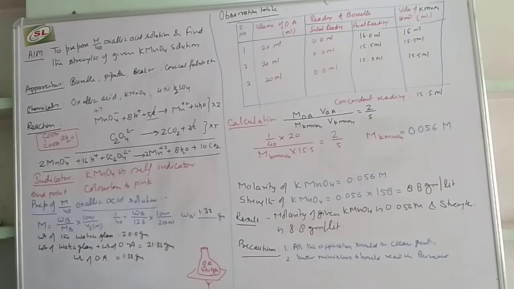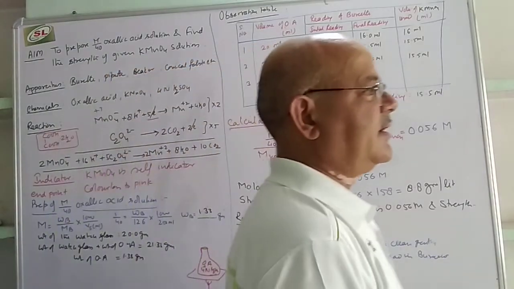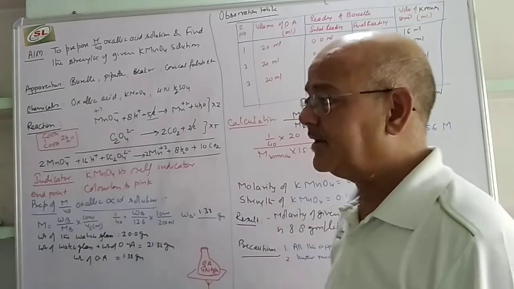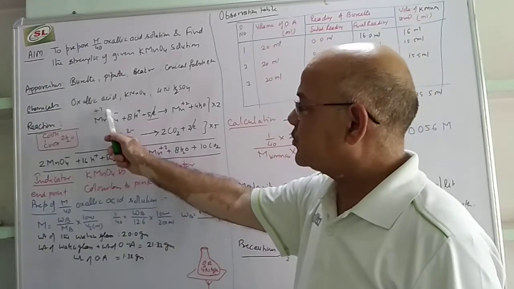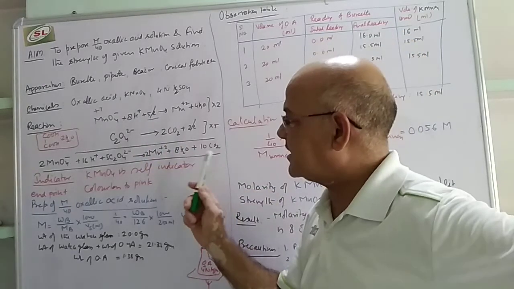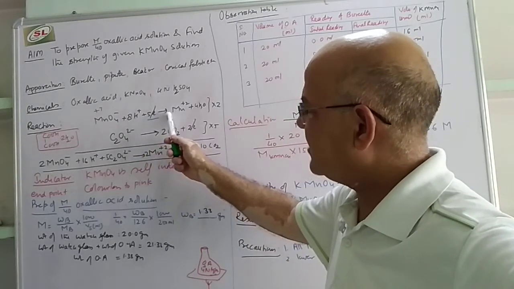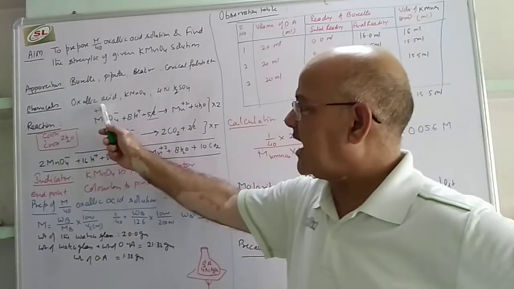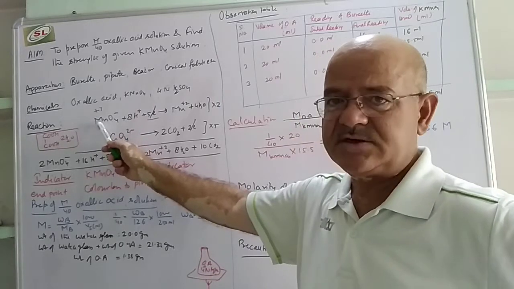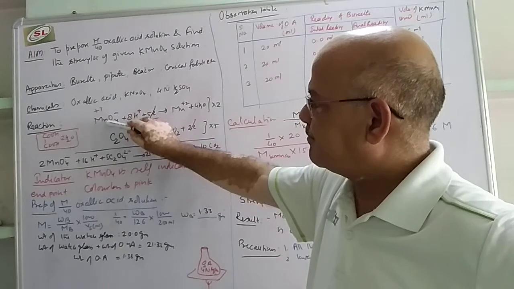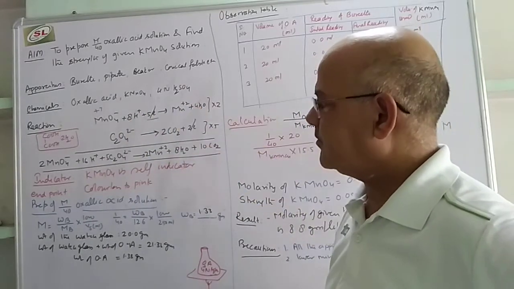What reaction will take place? It is better to write the ionic reaction rather than the molecular reaction. So KMnO4 in presence of H+ ion receives 5 electrons and is converted into Mn2+ and 4H2O. Here Mn has a +7 oxidation state, which is converting into Mn2+. That means permanganate ion will receive 5 electrons.